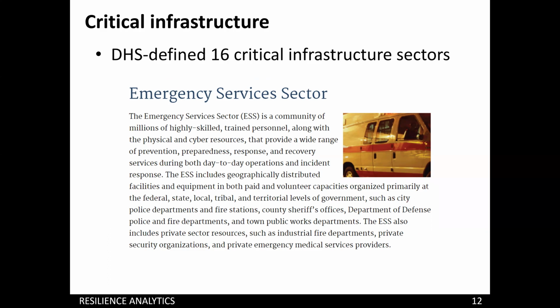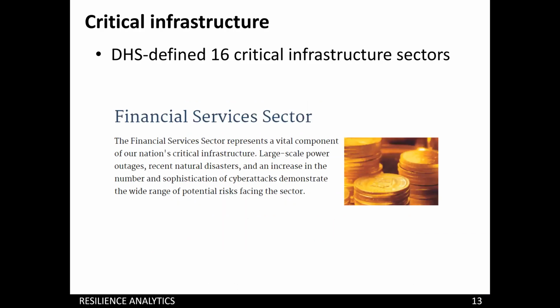The emergency services sector provides emergency response, preparedness for disruptive events, and response to those disruptive events in terms of medical care and so on. The financial services sector, naturally, all of our economic activity is governed by currency and so on. And financial services are an important part of just daily economic life.